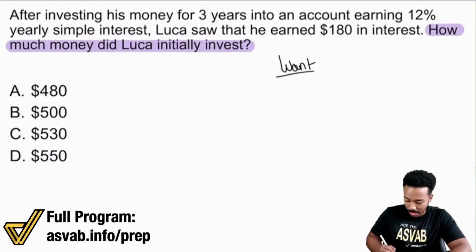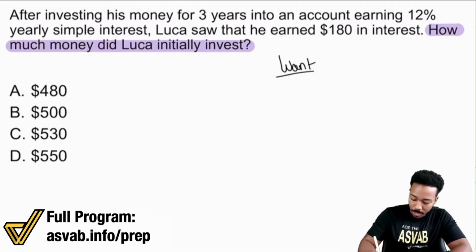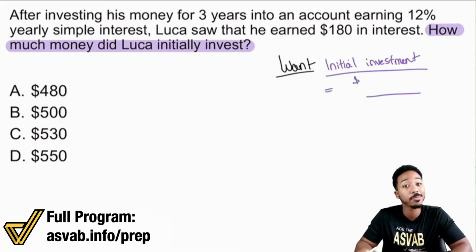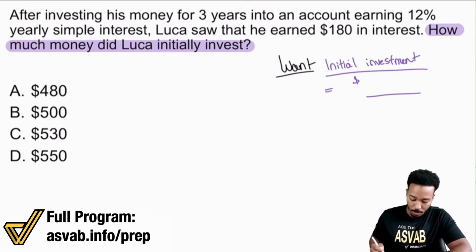So let's write that down. What we have is, again, basically Luca's initial investment. That's what we want. So initial investment, that is what we want, equals blank dollars. Don't know what it is, but I'm going to work to figure it out. And when we're dealing with interest, remember, your initial investment is pretty much your principal amount. All right. So with that said, there we have it.